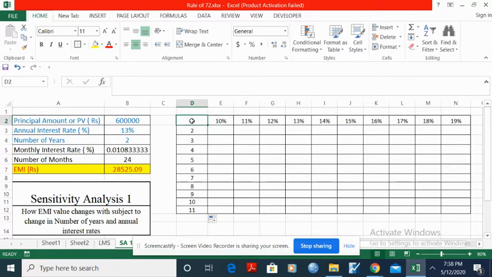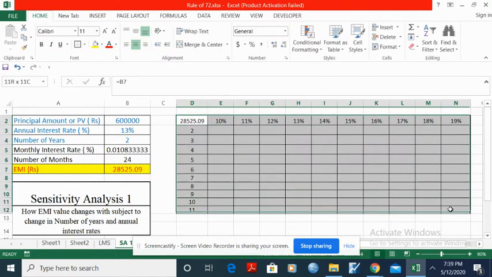So what you do is prepare the table like this. Please understand one thing. I have given the x-axis here, annual interest rate as input, and the y-axis input as the number of years. Now go to the very first cell of the table and enter equal to, the cell to be changed here, the EMI value. Just enter the EMI value.